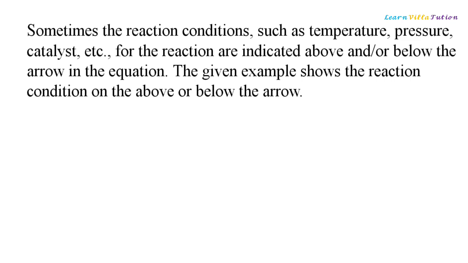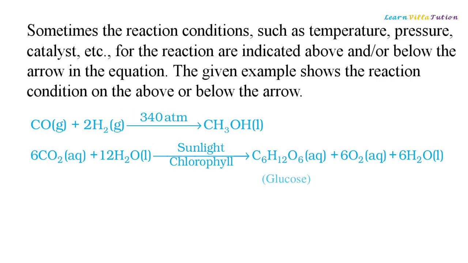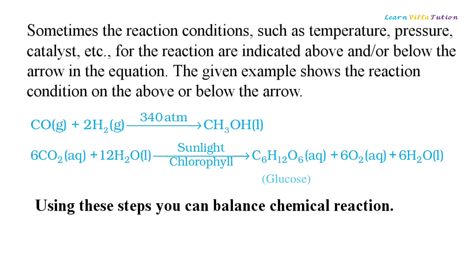Sometimes the reaction conditions, such as temperature, pressure, catalyst, etc., for the reaction are indicated above and/or below the arrow in the equation. The given example shows the reaction conditions above or below the arrow. Using these steps you can balance chemical reactions.